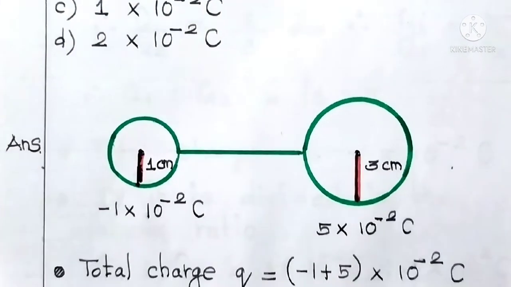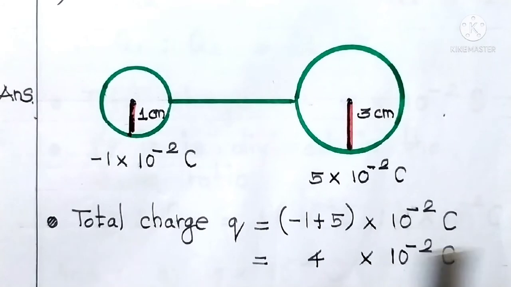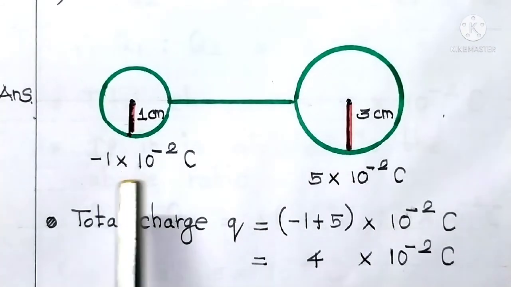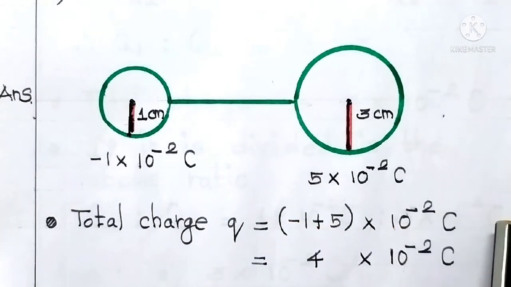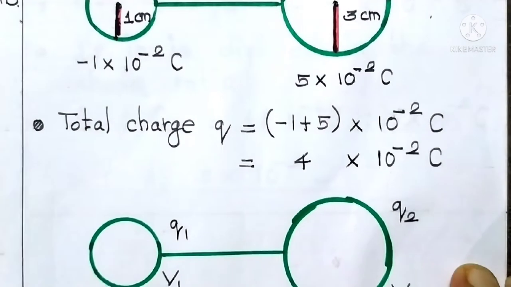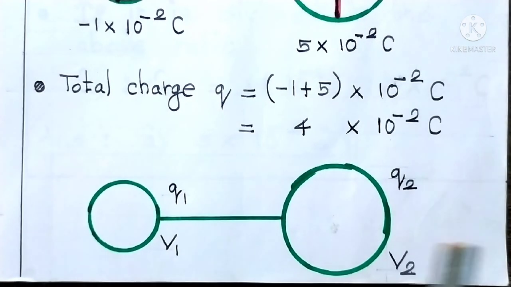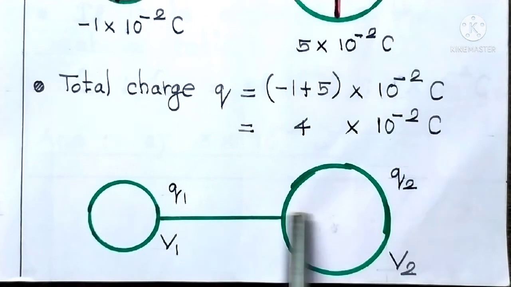Now what is the total charge? Total charge Q is equal to, here we need to add them up. So minus 1 plus 5 into 10 to the power of minus 2 coulomb. So 5 minus 1, 4 into 10 to the power of minus 2 coulomb. According to the sum, it is said that both these conductors are connected by a conducting wire.